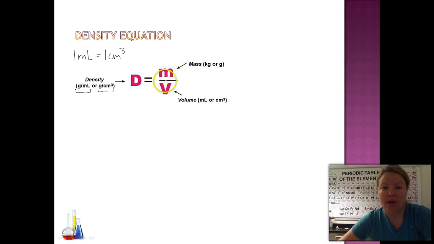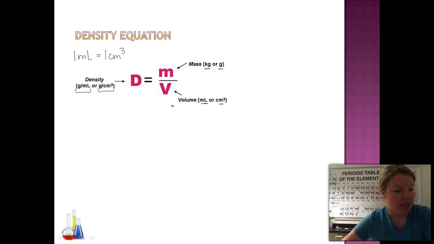The top part of the equation is mass, and that can either be in kilograms or in grams. And the bottom part is volume, which can either be in milliliters or centimeter cubed, since they're actually the same amount of volume. To do the density equation, you simply have to identify what is the mass in the problem and then what is the volume, and then divide the two.